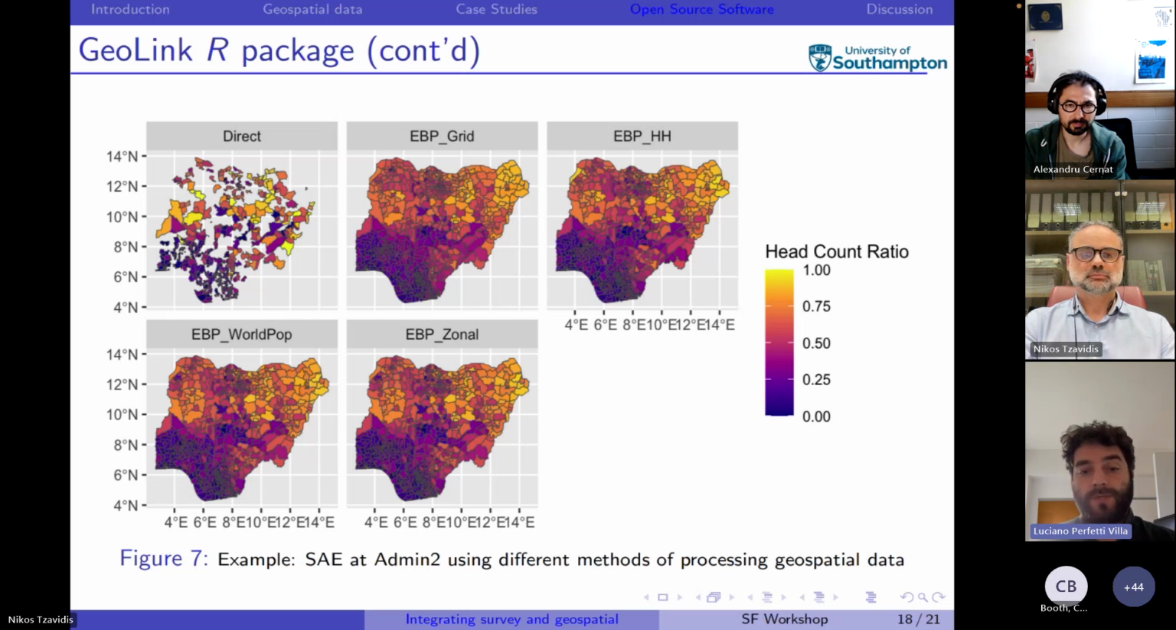So in this case, for example, we estimated the headcount ratio for each of the admin 2 areas, and you can see that the results are similar. They differ a little bit depending on the processing that we do with the geospatial data. But it becomes really easy to use the package and obtain all the information that we need in just a few lines of R code.